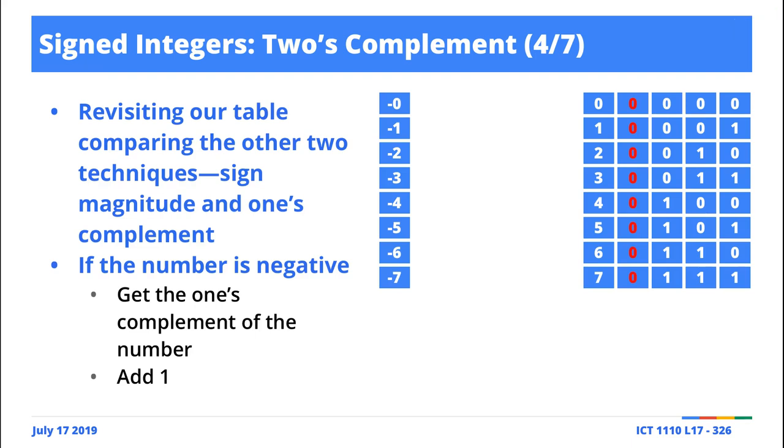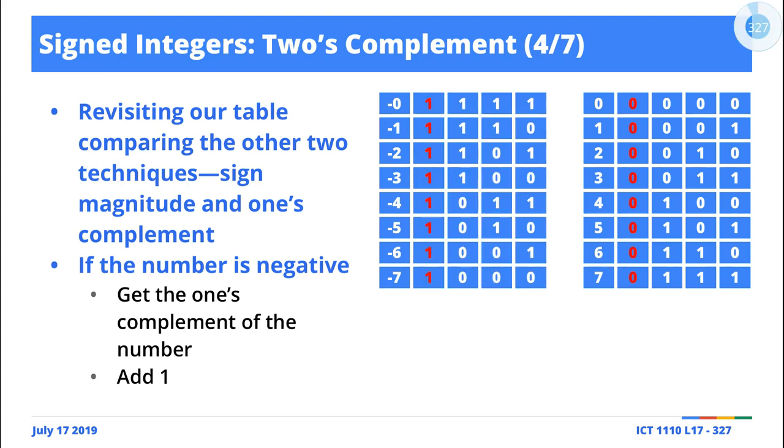Revisiting our table, you notice that getting the equivalent negative numbers of these positive numbers in 2's complement is pretty easy. We get the binary representation of the positive number, then we get the one's complement by flipping the bits, and then we add a one. Then you end up with this.